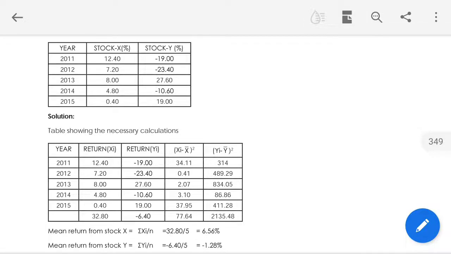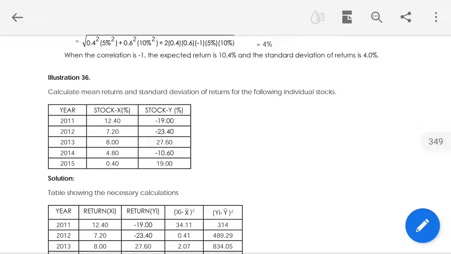Paper 14, Chapter 8, Security Analysis and Portfolio Management, question number 36. According to the question, calculate mean returns and standard deviation of returns for the following individual stocks. They provided data for 5 years and the return on stocks for 5 years: years 2011 to 15, that is 2011, 12, 13, 14, 15.